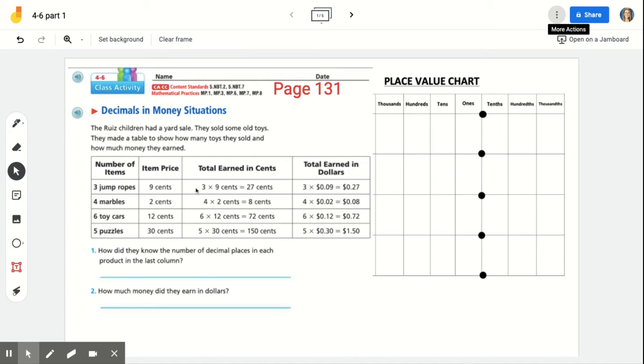Okay, and then we see that they multiplied the item number with the item price for the total earned cents, and then they came up with total earned in dollars. So let's talk about how we got from this multiplication sentence and these answers over to these products over here. So starting off with 3 jump ropes, they sold 3 jump ropes, and each jump rope cost 9 cents each. So to figure out how many cents in all, we multiply 3 times 9 to get 27 cents. So out of the 3 jump ropes they sold, they earned 27 cents.